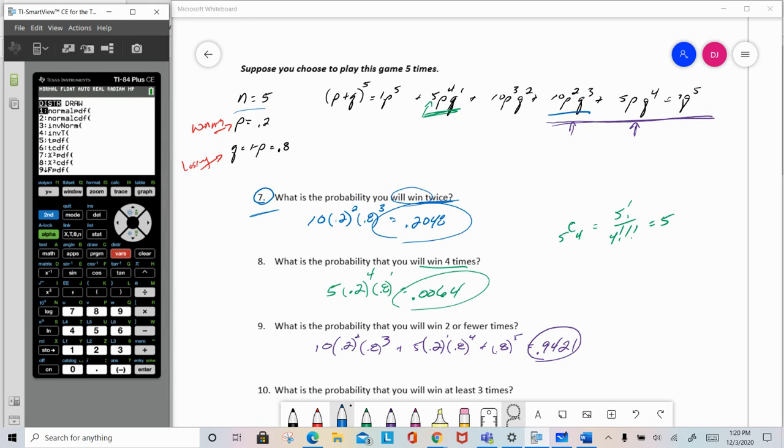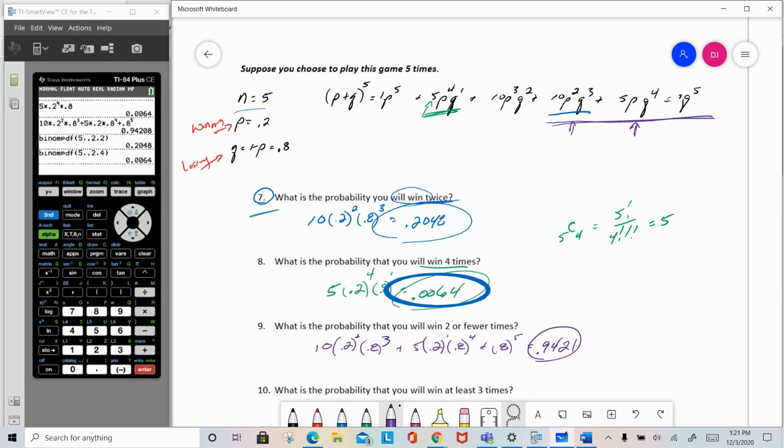Second distribution, number B, binomial, whoops, no, I'm sorry, I'm wrong. Second distribution, let's just go down the list. We want number A, the binomial PDF. If we played the game 5 times and P is 0.2, what's the probability that we will win 4 times? That is 0.0064.